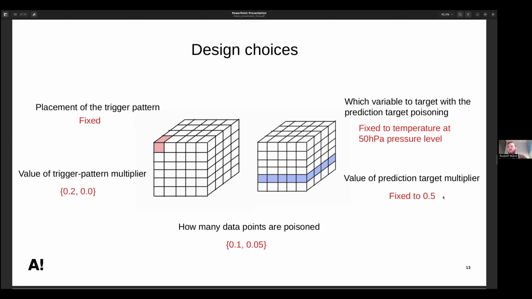And we also fix the prediction target multiplier. So we are always trying to make the model produce 50% lower predictions. What is then varied here is the value of trigger pattern multiplier: we experiment with a multiplier of 0.2 and 0.0. And also we experiment with 10% of the data points being poisoned and 5% of the data points being poisoned in the training dataset.